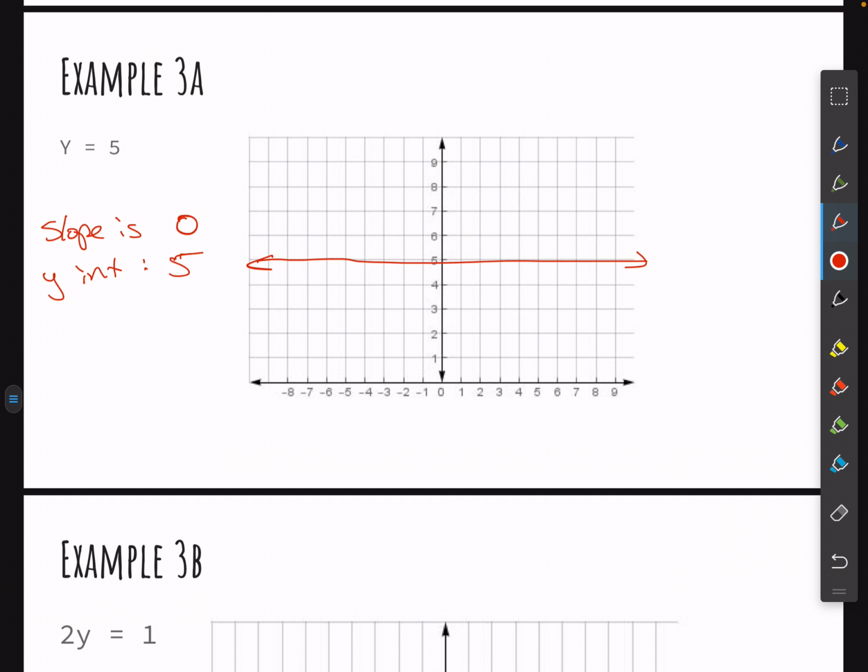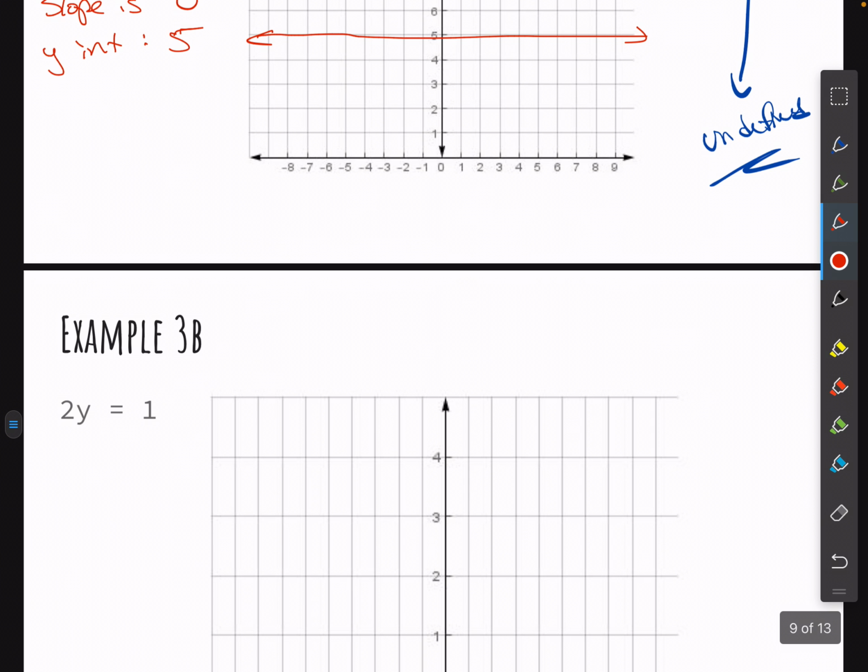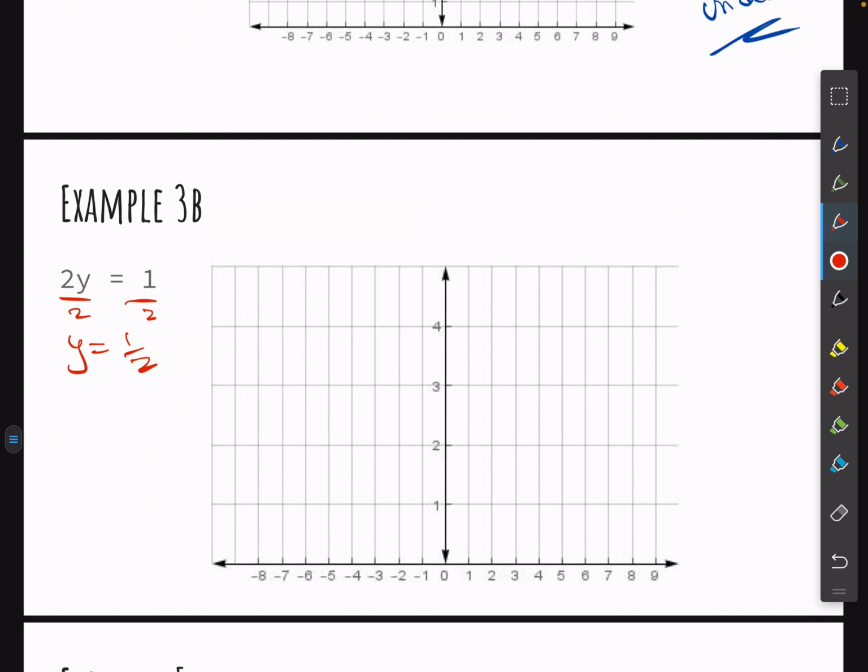If I had a vertical line, remember that if you have an x equals something, it's a vertical line, that slope is undefined. Just so you guys remember that. Let's look at 3b now. So for this one, we're going to solve for y first. So we get y is equal to, divide both sides by 2, 1/2. Okay, so at 1/2, we have the y value that is never changing. So its slope equals 0. Y-intercept is 1/2. There is 3b for you.